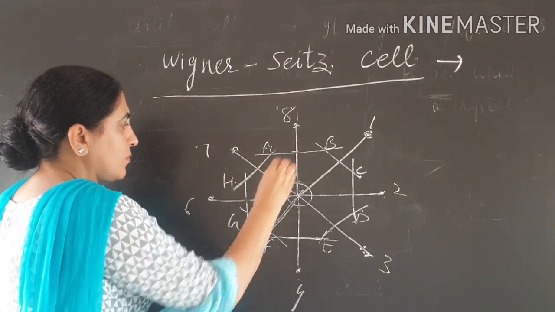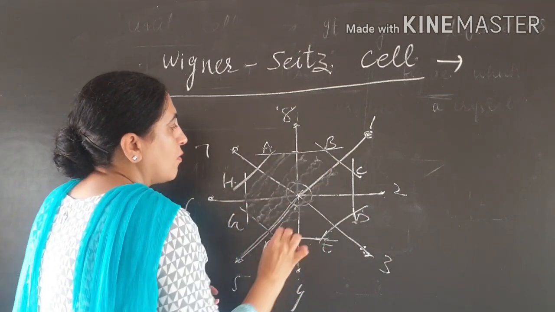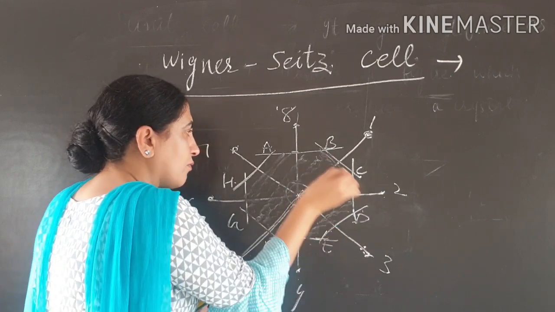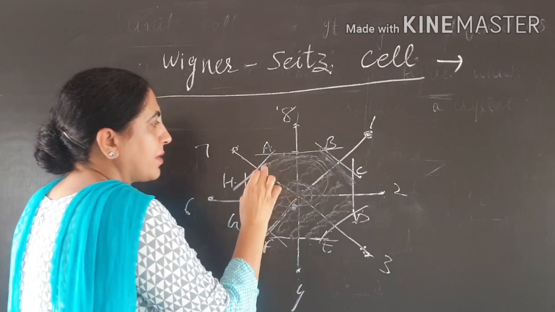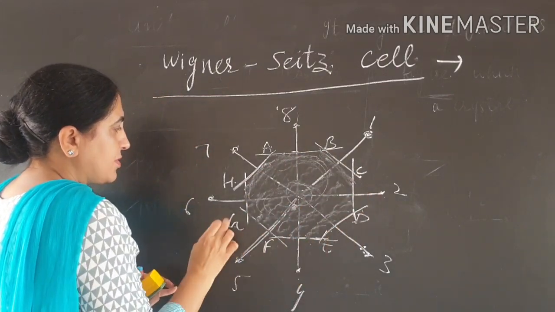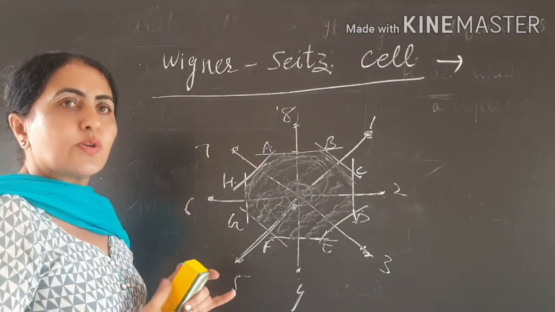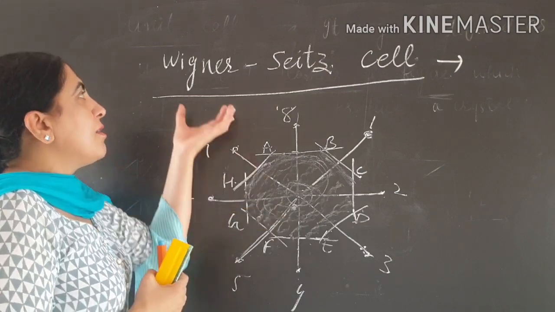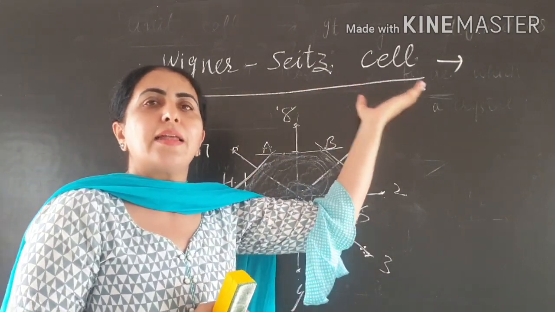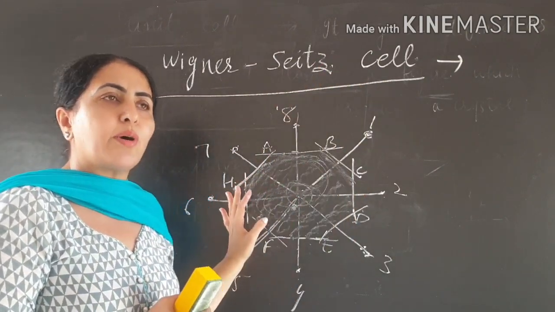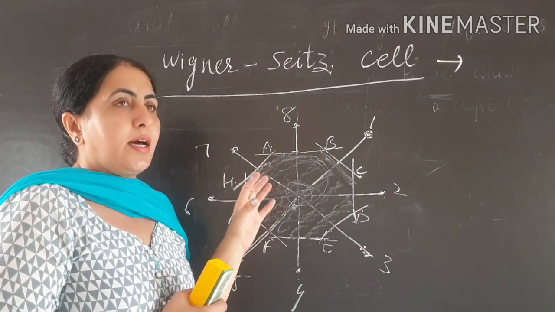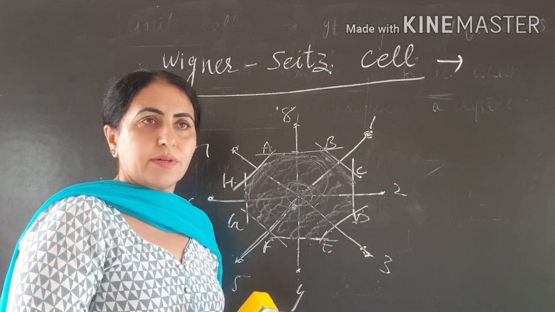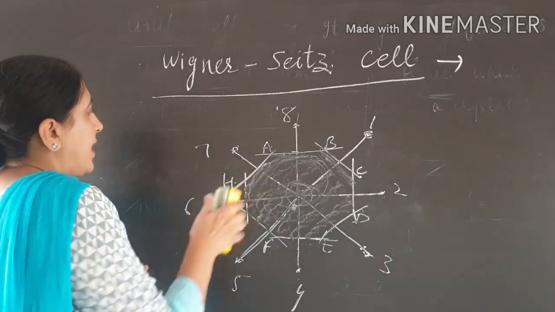So we have a volume here. So this small volume enclosed is called this small volume A, B, C, D, E, F, G, H. So this is called a Wigner-Seitz cell. Yeah, this is very important and sometimes asked in examination, in short answer type questions. Clear?